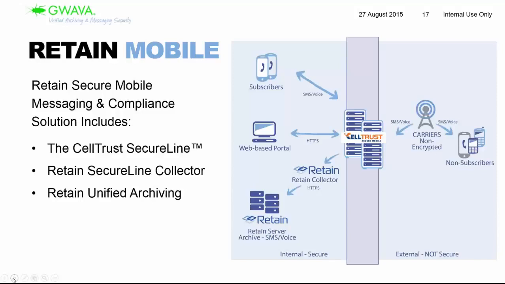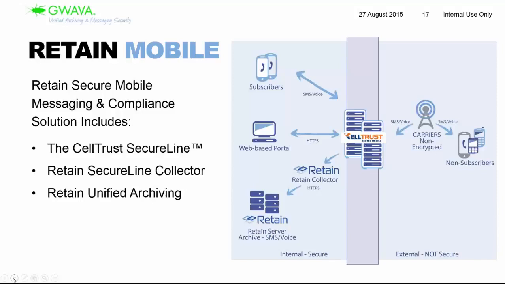So this is an example of how the CellTrust app works. There's an app that sits on the phone. That app assigns a separate mobile business number to that phone for business communications. That app can be used to call. It can be used to text. And then if a CellTrust subscriber texts another subscriber, or calls another subscriber, that's fully encrypted, and it all goes through the CellTrust server. And then it is, of course, archived in Retain. It's pushed to the Retain archive using the Retain collector from the CellTrust server.